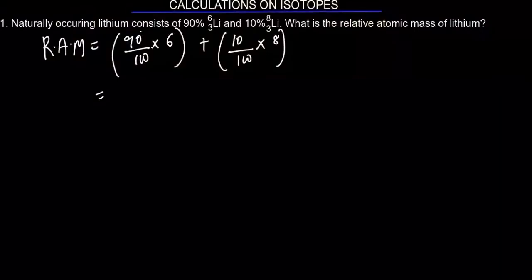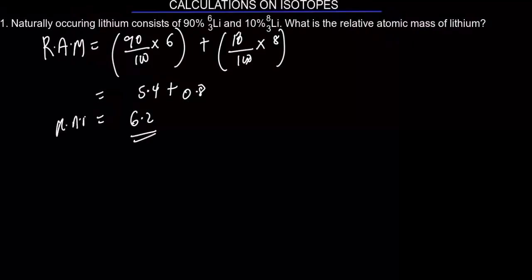Then if I go on, this will give me 5.4. Then plus this, this will give me 0.8. So 5.4 plus 0.8 will give me 6.2, which is the relative atomic mass of the naturally occurring lithium. That's how to calculate it.